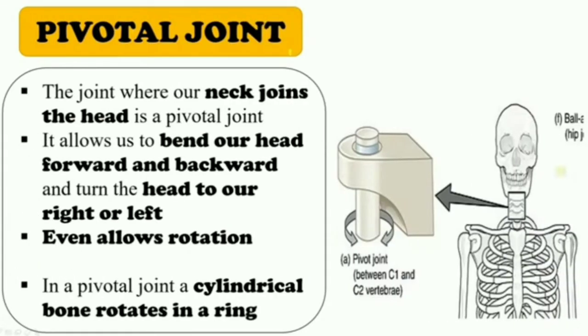Next one is the pivotal joint. The joint where our neck joins the head is a pivotal joint. It allows us to bend our head forward and backward and turn the head to our right or left. It even allows rotation. In a pivotal joint, a cylindrical bone rotates in a ring. Here you can see the image, right? Example: neck joint.